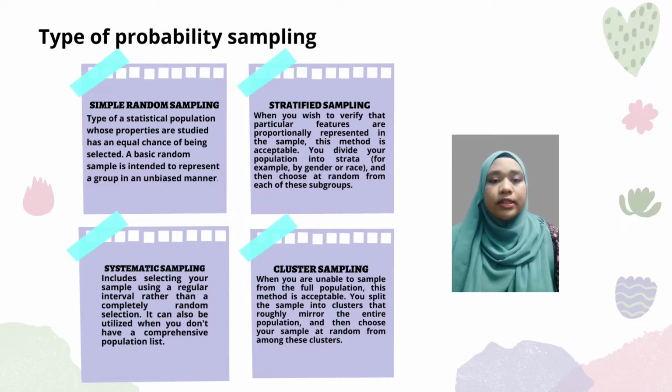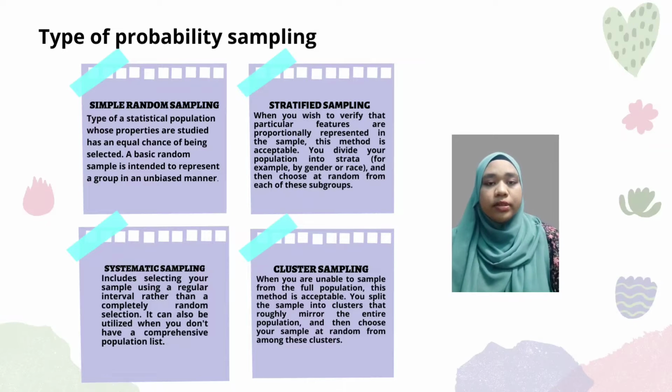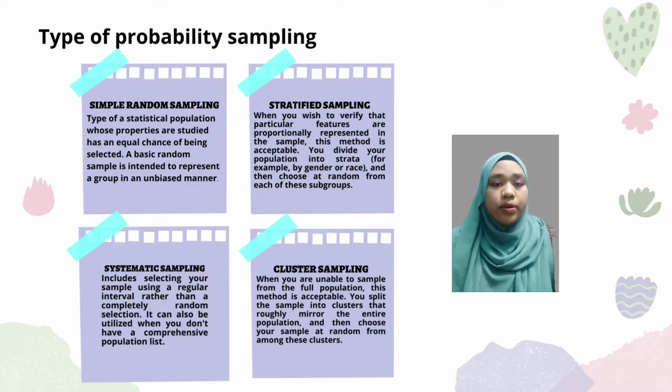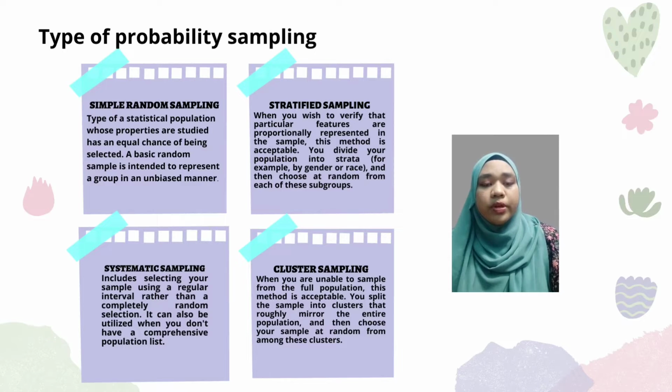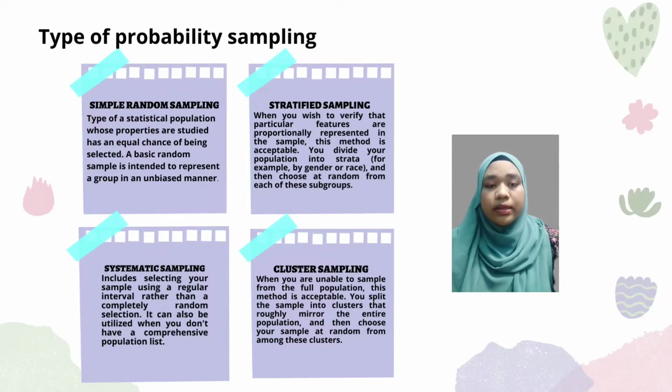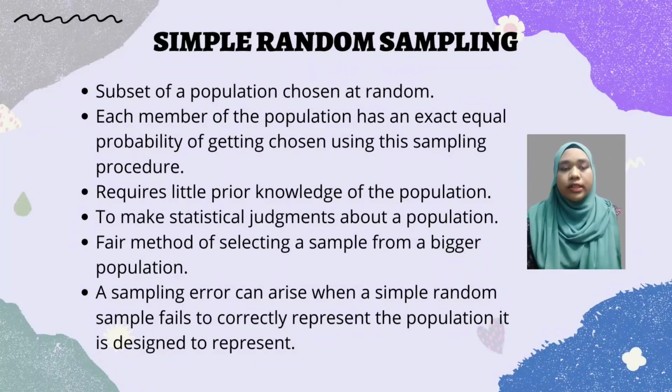The second one is stratified sampling. When you wish to verify that particular features are proportionally represented in the sample, this method is acceptable. You divide your population into strata and then choose a random sample from each of these subgroups. The third one, systematic sampling. It includes selecting your sample using a regular interval rather than a completely random selection. It can also be utilized when you don't have a comprehensive population list. The fourth one, cluster sampling. When you are unable to sample from the full population, this method is acceptable. You split the population into clusters, which roughly mirror the entire population, and then choose your sample at random from among these clusters. In this research, we will use a simple random sample.